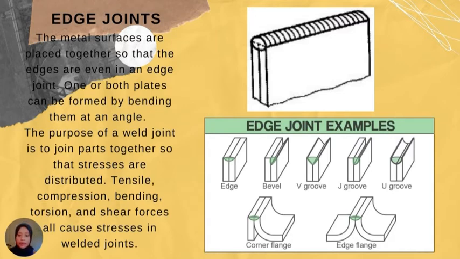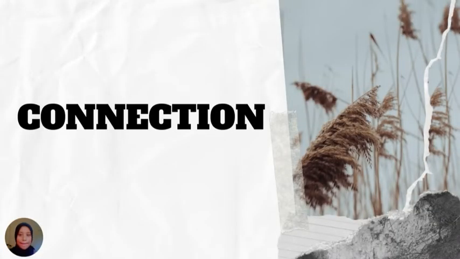So there are seven examples of edge joint, which are edge, bevel, V groove, J groove, U groove, corner flange, and edge flange. So that's all for joints.